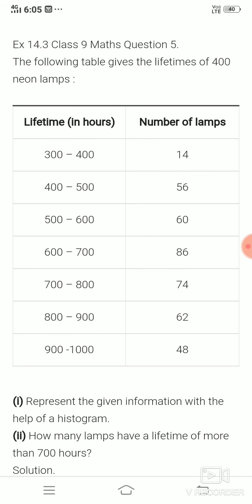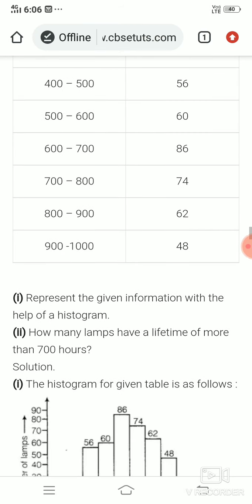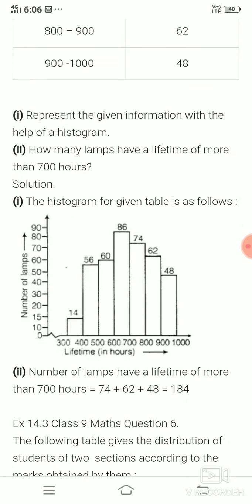Question 5. The following table gives the lifetime of 400 neon lamps, in classes from 300 to 400 up to 1000. Represent the given information with the help of a histogram. First, on the x-axis introduce the break symbol, since the starting point is 300: 300 to 400, 500, 600, 700 up to 1000. On the y-axis introduce the number of lamps from 0 to 90, because the maximum number is 86.